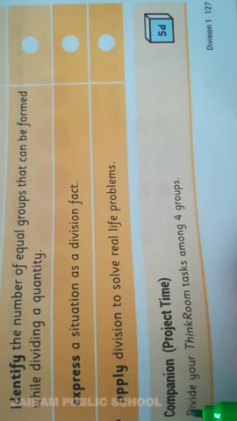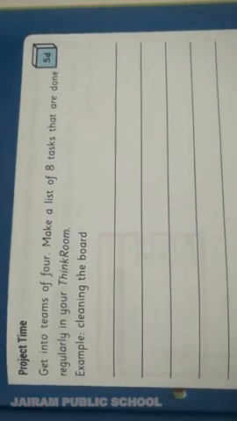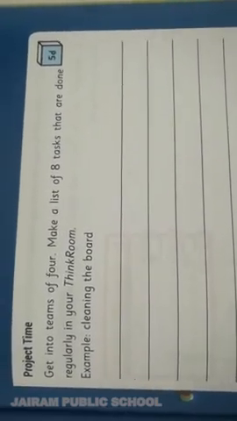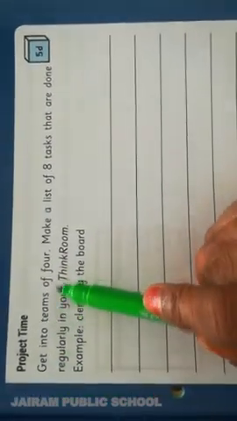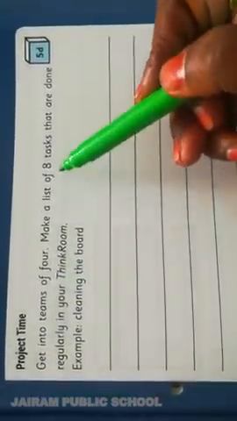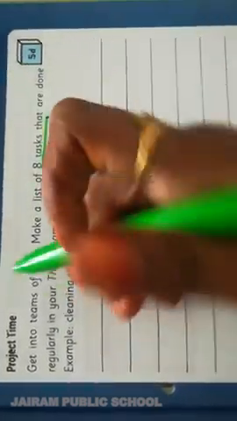Next, companion activity project time 5D. This is your home fun. This is your companion book, page number 55, children. Project time, activity number 5D. Get into team of 4. Make a list of 8 tasks that are done regularly in your home.